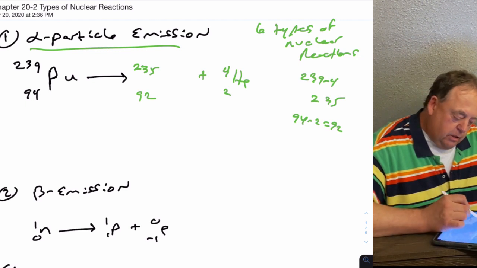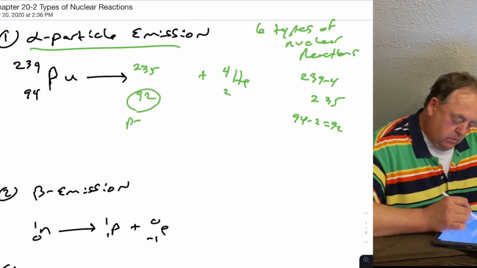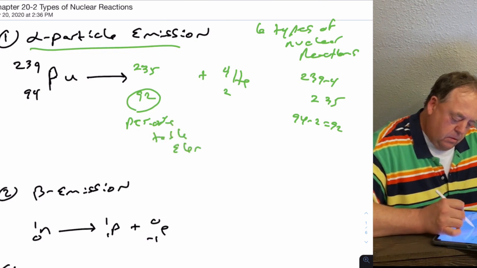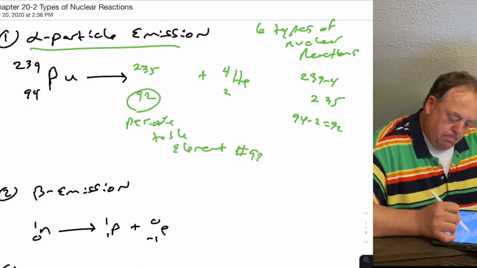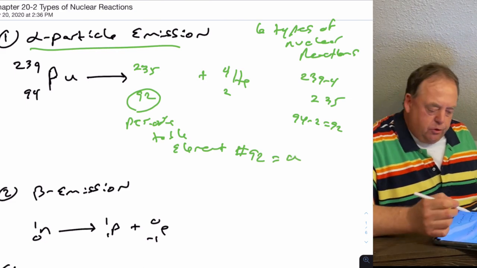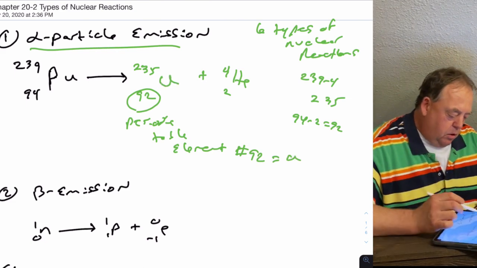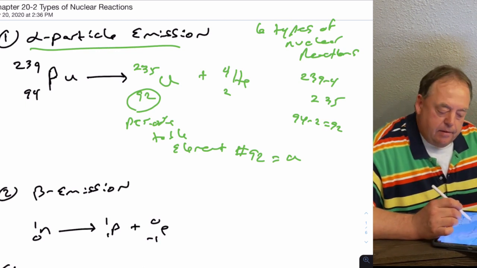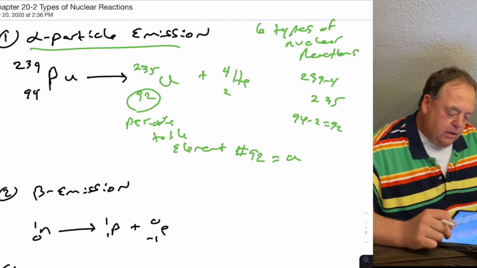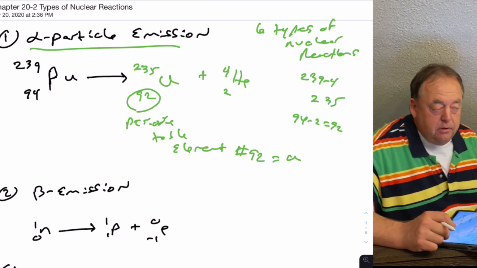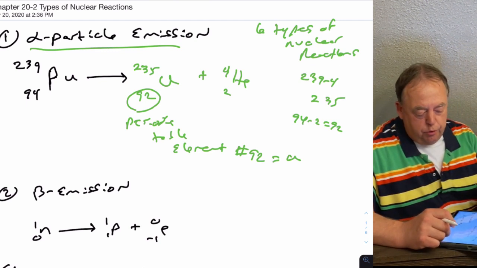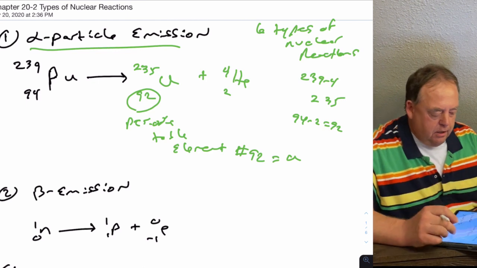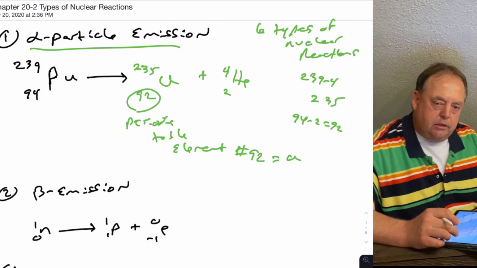So then you just have to look at the periodic table. So element number 92 is uranium. So plutonium-239 would decompose to a uranium-235 atom and give off an alpha particle in the process. So 2 protons and 2 neutrons will be ejected from the nucleus of the plutonium-239 when it decomposes.